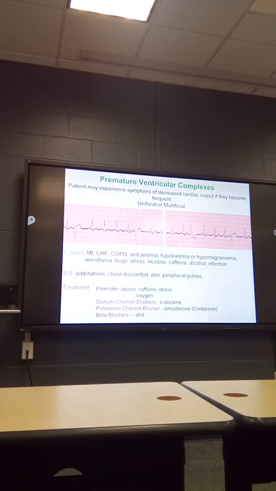So this one to the top left, what kind of rhythm is that? Obviously it's PVC, but is it unifocal or multifocal? Unifocal, because they look the same. I can't call that anything else. And the one to the right is multifocal. Those PVCs look different, right? Okay, know that.